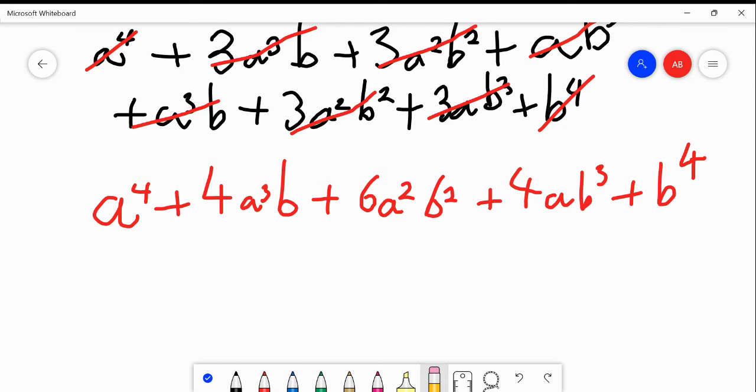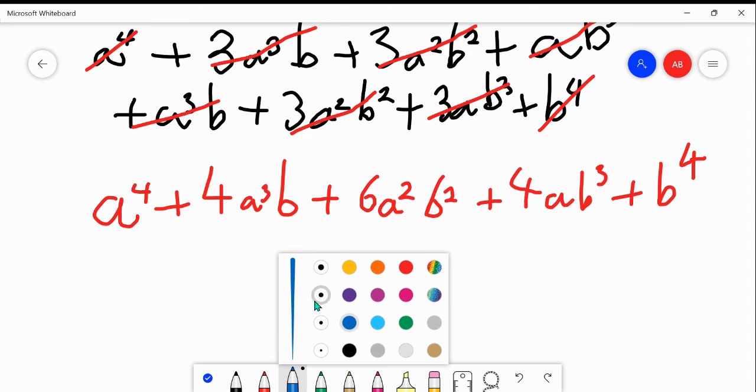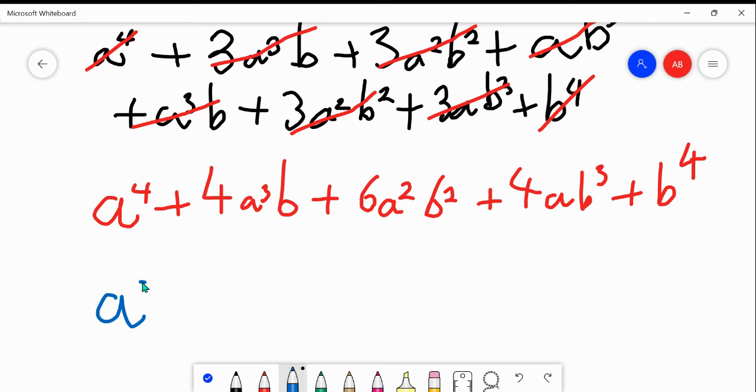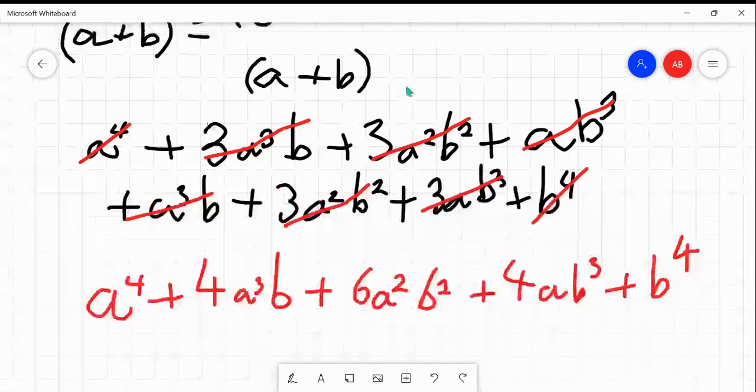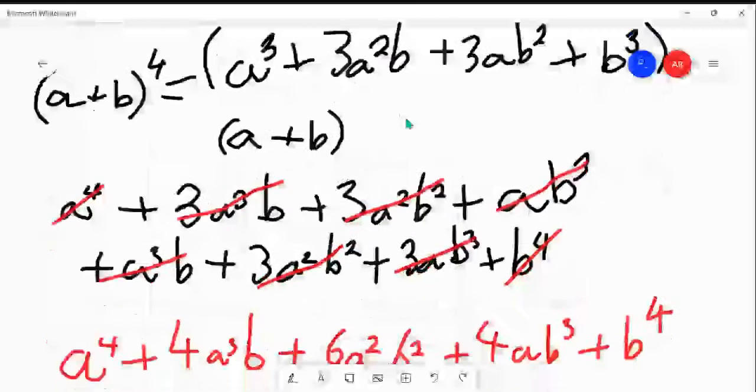We can just write a to the 5, and now we know what to do. We can write a to the 4 b, and so on. You get the point, until b to the 5. But the thing is, all of these have coefficients. Even this has a coefficient of 1. It's invisible, but they have coefficients. So where do these coefficients originate from?